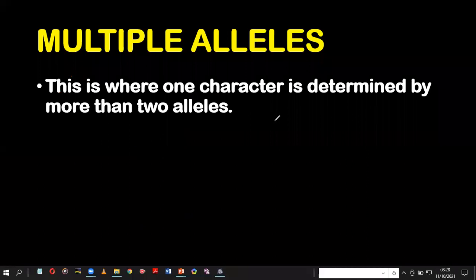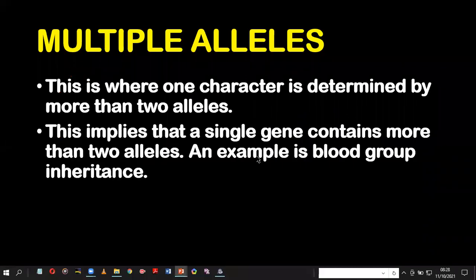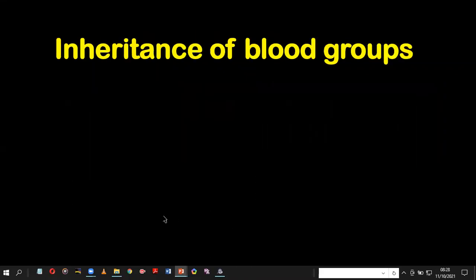Yes, that's brilliant work. Can there be blood group BB? Yes, it is there. We are going to carry out the process and you see where BB comes from. So have no worries. So this implies that a single gene contains more than 2 alleles. And an example is blood group inheritance. In inheritance of blood groups, it's the ABO blood group system that I have shown you.